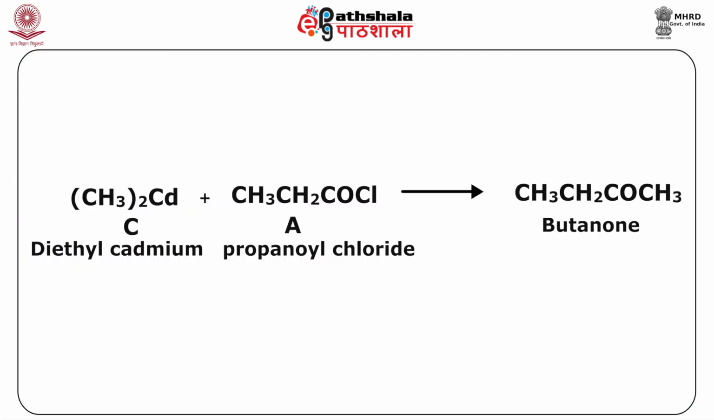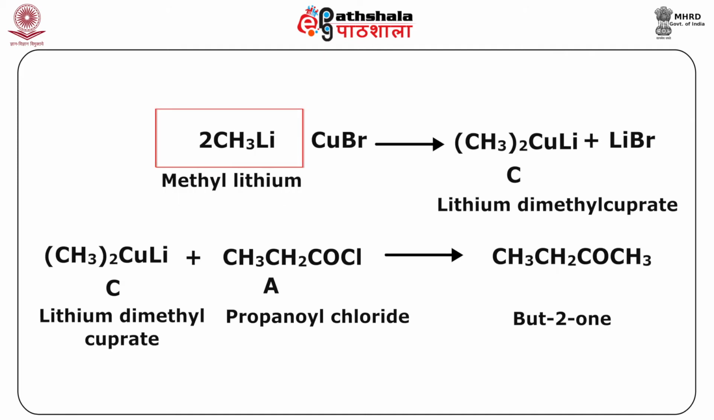The synthesis of the same butanone can be achieved by two methods. Firstly, dimethyl cadmium reacts with propanoyl chloride A and forms butan-2-one, as shown here in the figure. The second method involves lithium dimethyl cuprate compound B reacting with propanoyl chloride and forming butan-2-one, as shown.